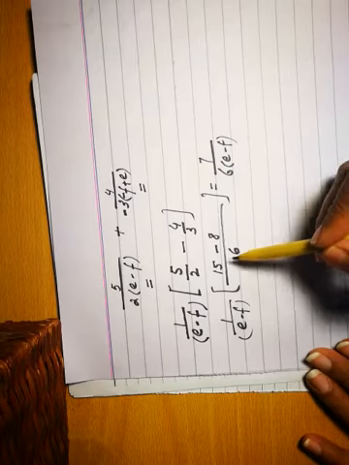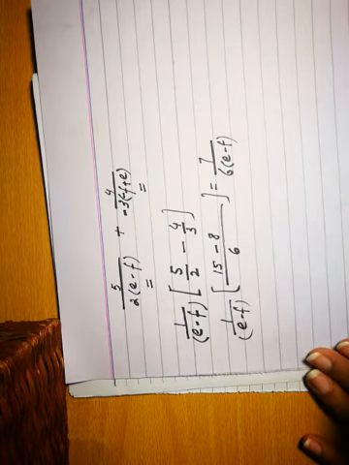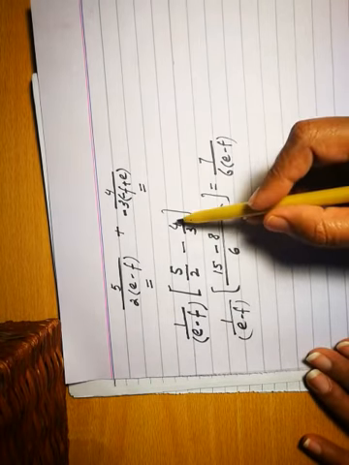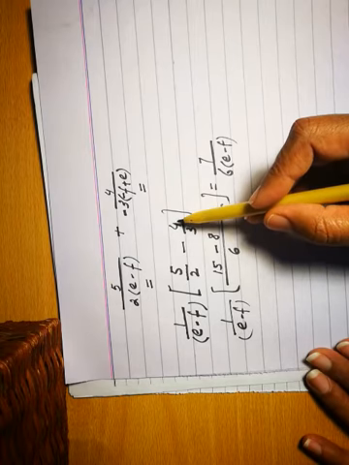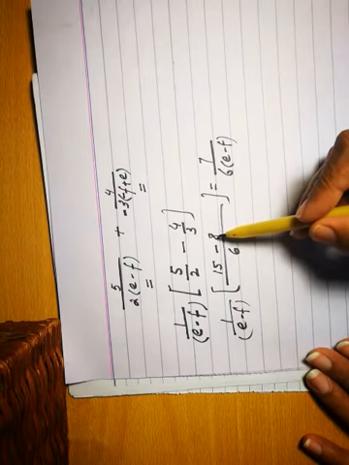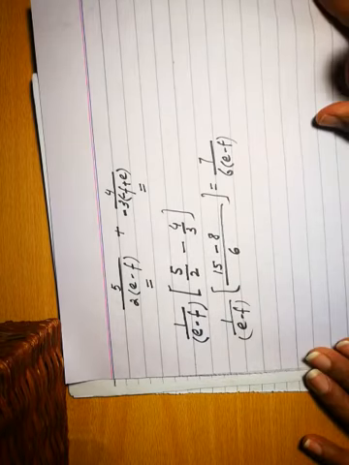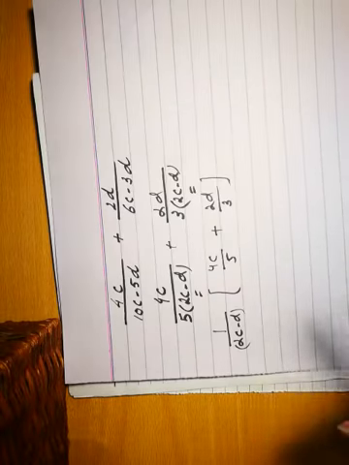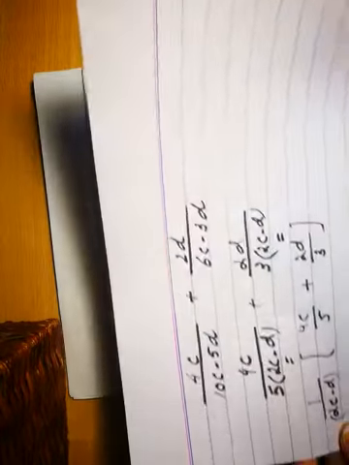So 6 is the LCM. You're going to multiply it by 3. And you're going to multiply this by 2. So what are you having? You're having 15 minus 8, and that is 7. 7 over 6 times e minus f is your final answer.